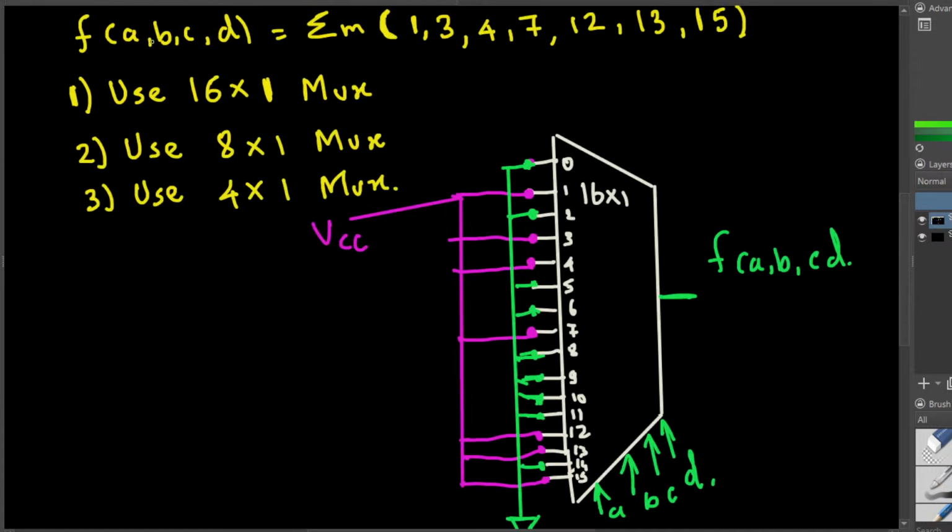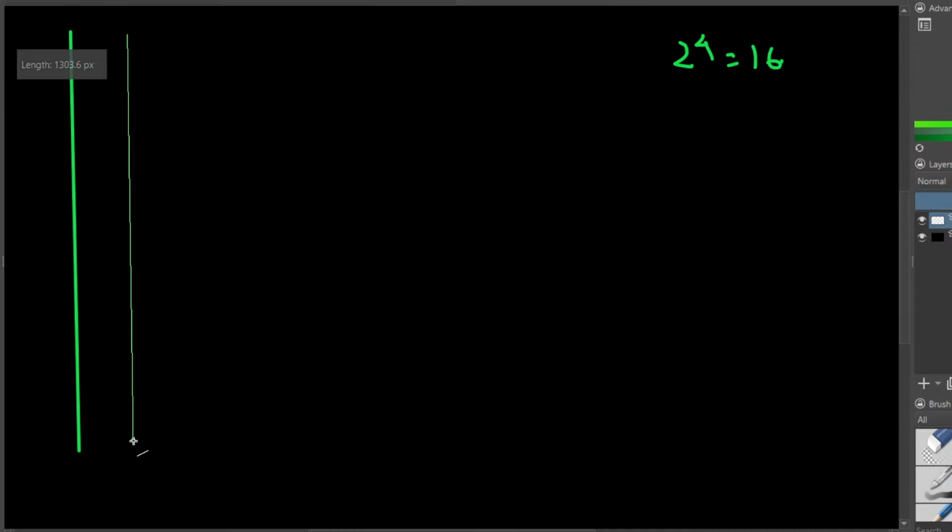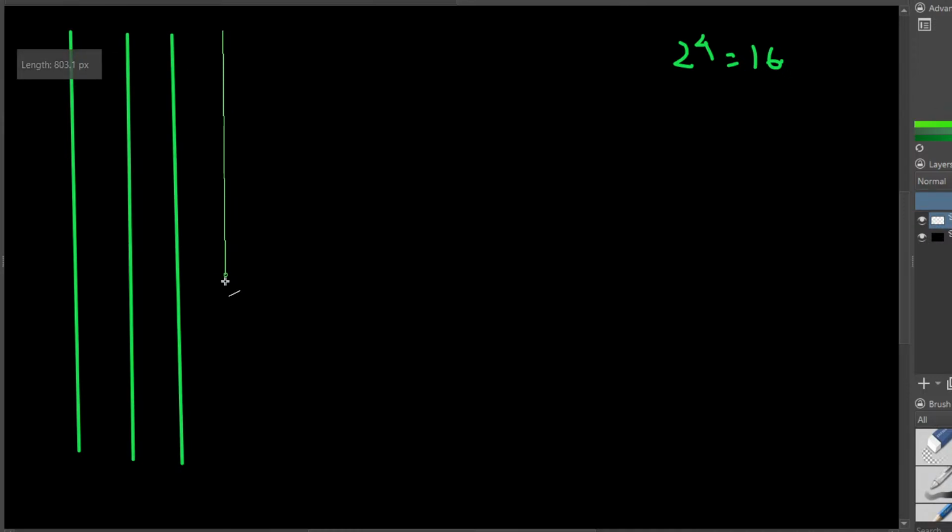Here we have 4 variables, right? We have A, B, C, D. So we are going to have 2 to the power 4 different combinations, that's 16. So I'm going to create a table with 16 different rows. Let's put 16 of these.